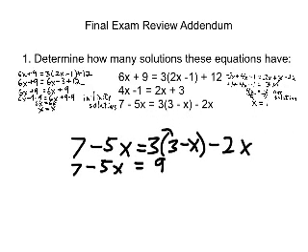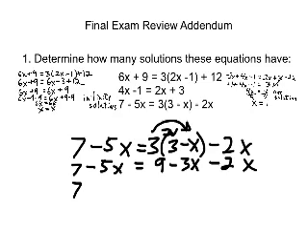And, oops, distribute that one. So 3 times 3 is 9. 3 times negative x is a negative 3x. And we have minus 2x. Okay, so we still have some more simplifying on the right side. So we'll keep the left. 7 minus 5x equals 9, and negative 3x plus a negative 2x is a negative 5x.